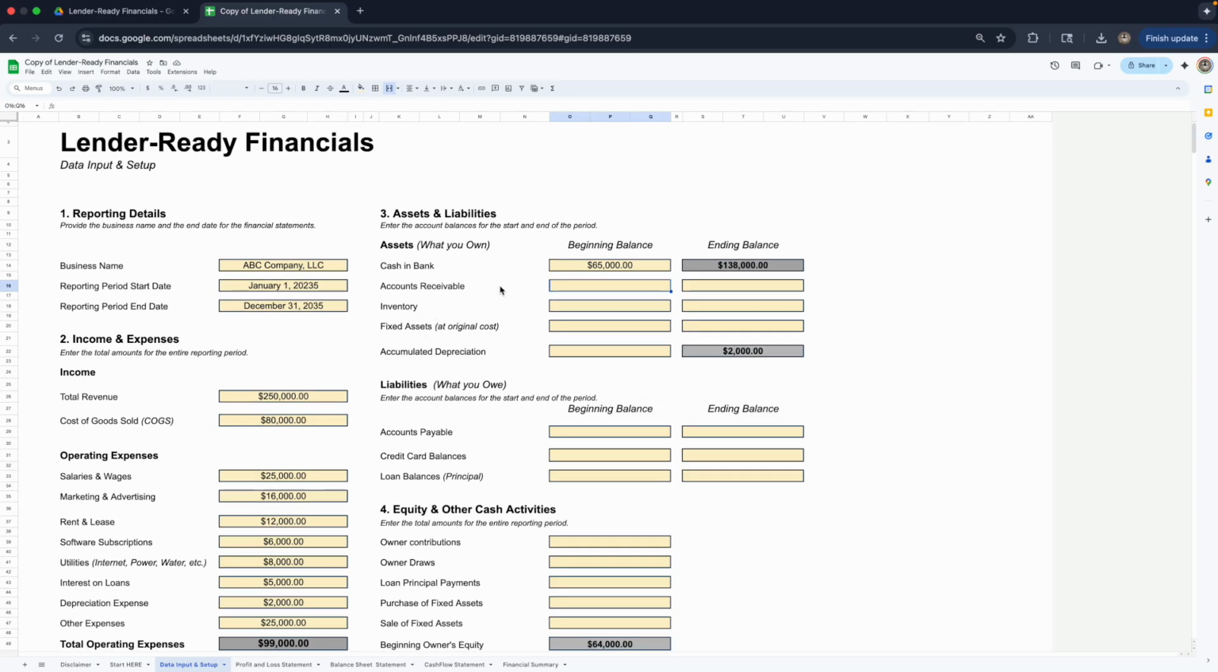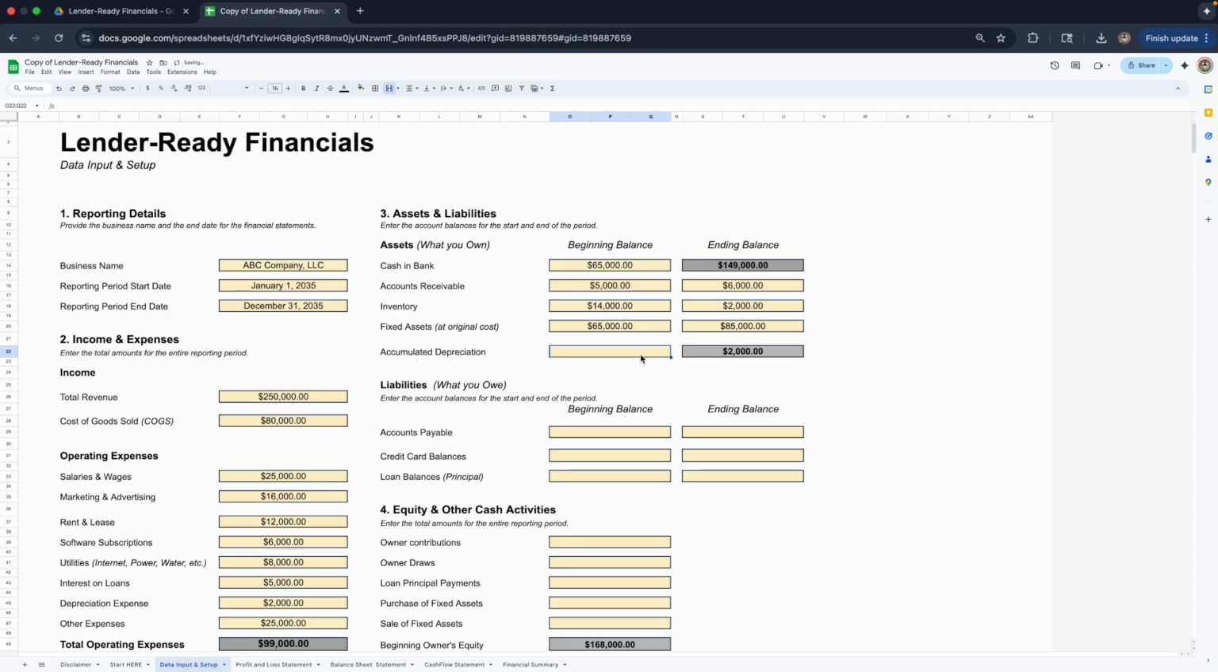So account receivable is asking what the beginning balance is, that means the beginning balance in AR that you have as of January 1st, 2035. Okay. Let's say we just have 5,000, and then the ending here is 6,000. Then inventory, let's say we have 14,000, and then end up with 2,000. And fixed asset, let's say cost, we have 65,000, and at the end we have 85,000.